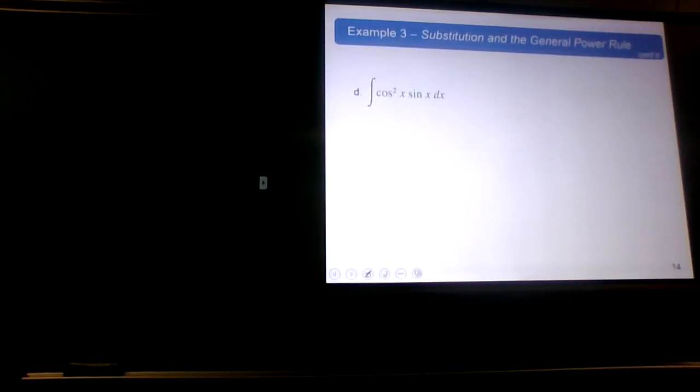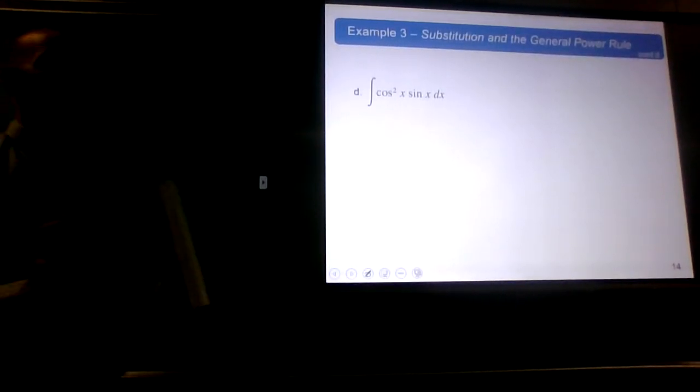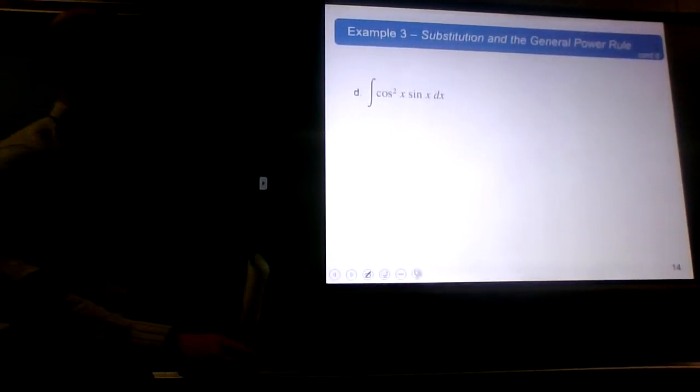Cosine squared. Not cosine squared. Close. Not sine. Cosine. So guys, this is one of the things where you've got to really play around with these problems if you're going to really try to understand them. And the only way you're going to get good at it is by practicing.